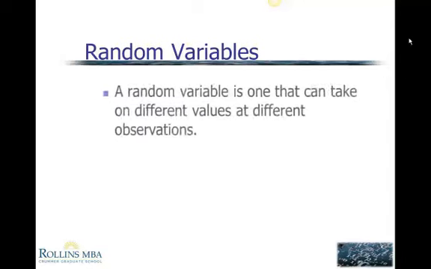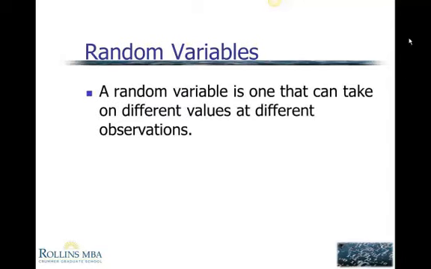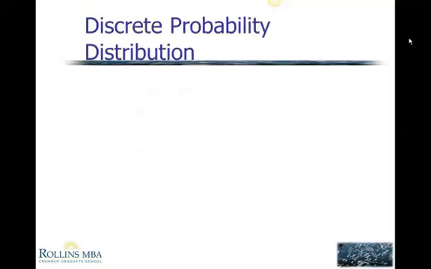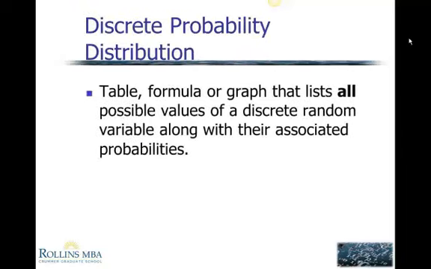A random variable is one that can take on different values at different observations, and on any given observation, the outcome that we get, or the value that the variable will take on, is entirely random. And this is true of actually most variables that we observe. Now, a discrete probability distribution, on the other hand, is a listing of all the possible values that a discrete random variable can take, along with the associated probabilities.